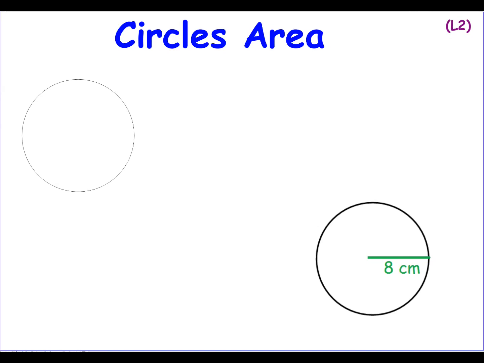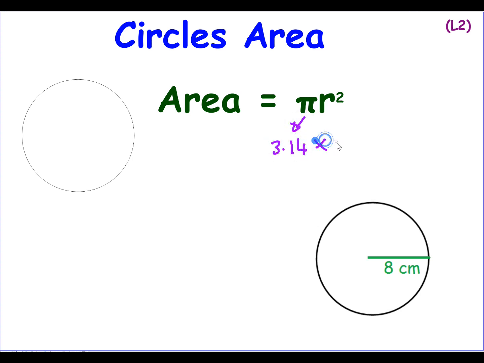Now let's look at the area of circles. Again, it's level 2, and again, you need to remember the formula for this. So the area of a circle is that magical number pi times the radius squared, and we know what squared means. So the radius is the distance from the center of the circle to the edge. It's half the diameter. Let's do a basic example over here to see how it works.